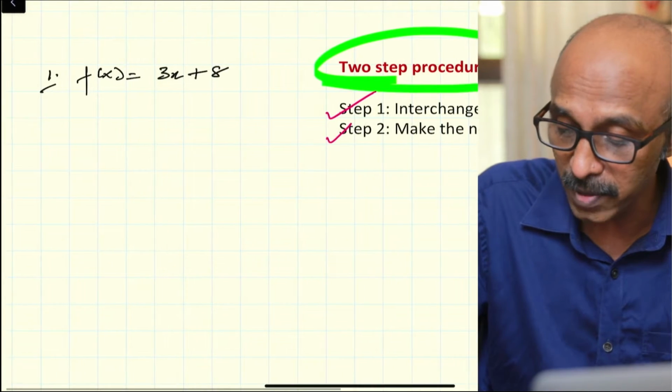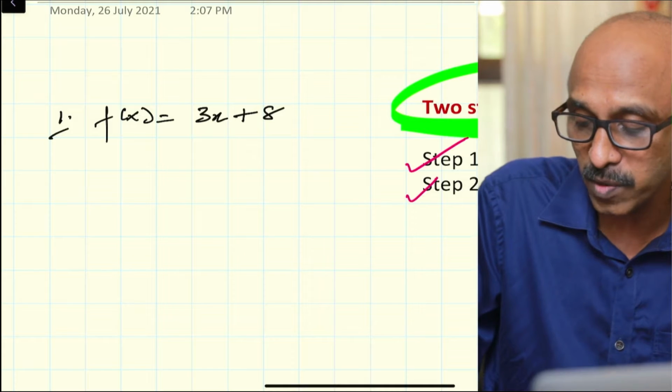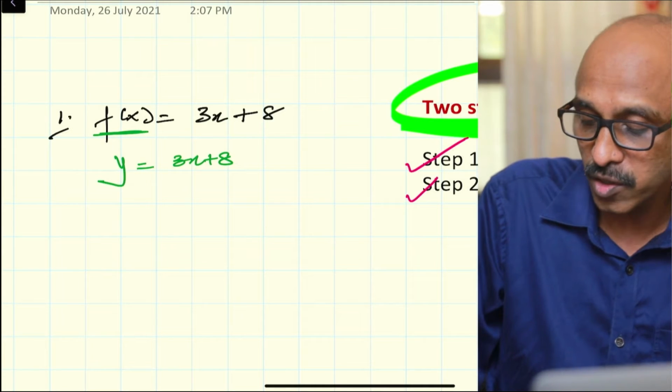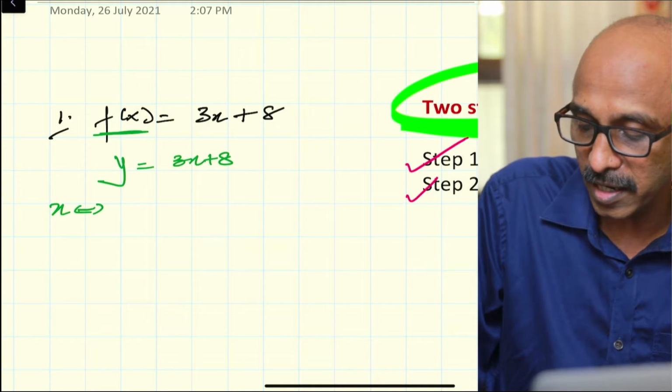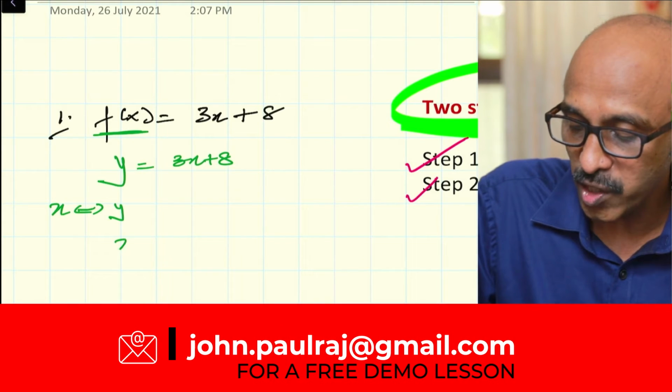Okay, so let's take one example. f of x is 3x plus 8. The first thing you do is write y as f of x. So y is equal to 3x plus 8. And the first step is to interchange. I will indicate that interchange this way. x becomes y and y becomes x. So the equation now becomes x is equal to 3y plus 8.